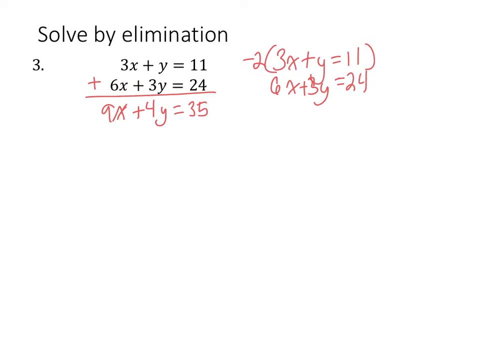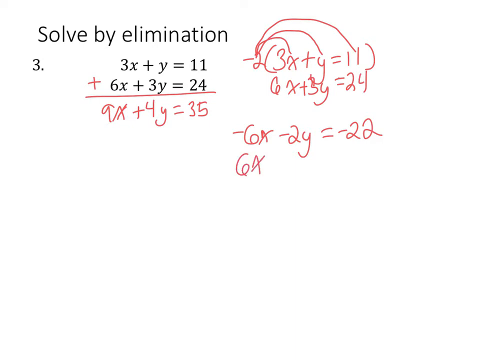So I multiply my first equation by -2. So I'm going to put my equation in parentheses. I'm going to distribute this -2 into my parentheses. Okay, so -2 times 3x, it would be -6x. -2 times 1 will give me -2y. Then -2 times 11 gives me -22. Okay, I'm going to rewrite my second equation.